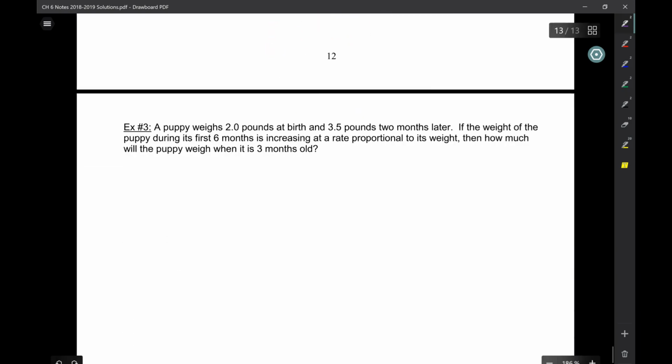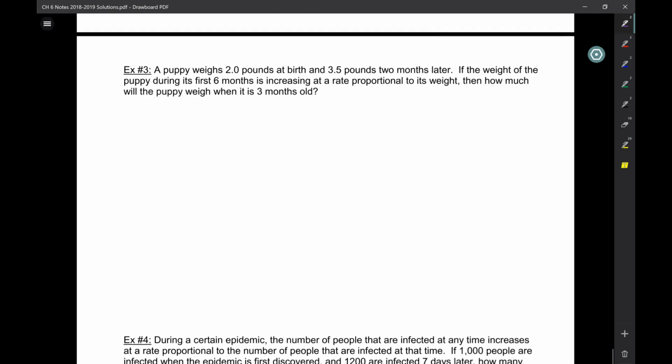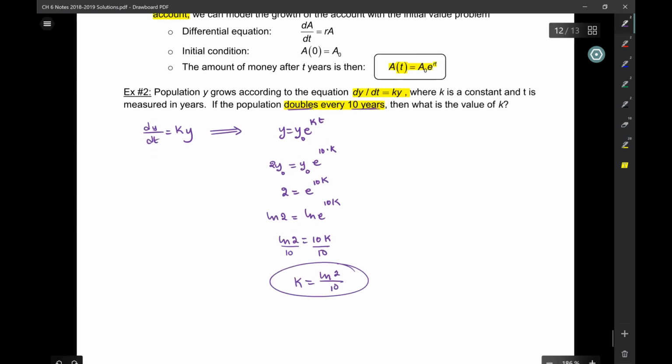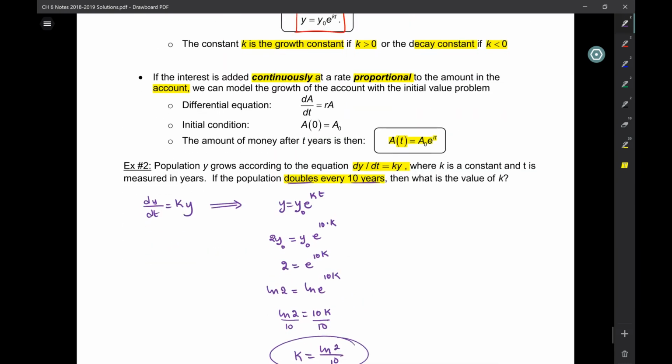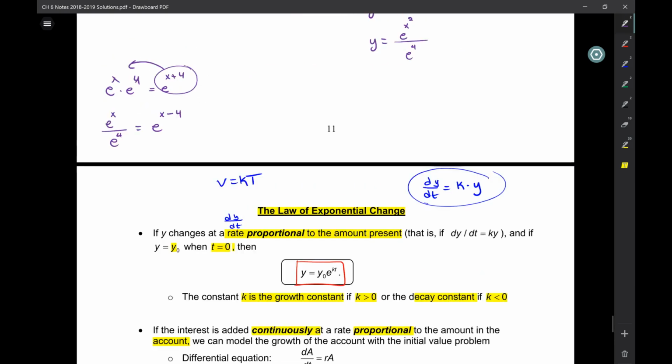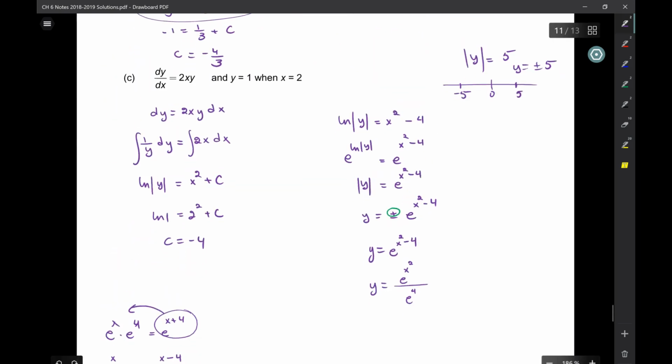Okay. A puppy weighs 2 pounds at birth. Okay, so listen to this one. On the last problem, why does the initial y become a y? When you solve this, I solved this behind the scenes. When you solve this, there is a process similar to this. But we don't need to do it.